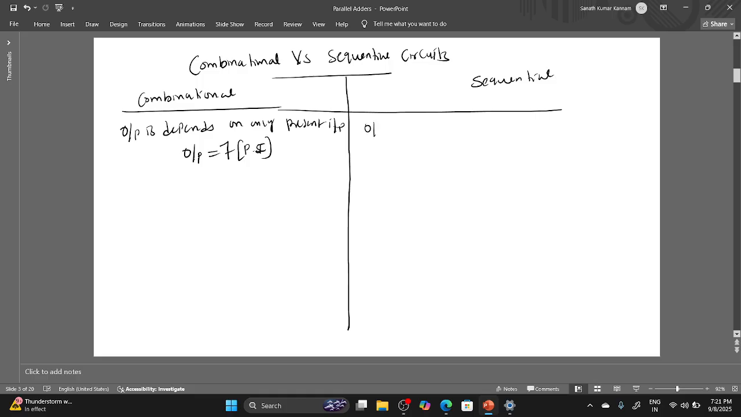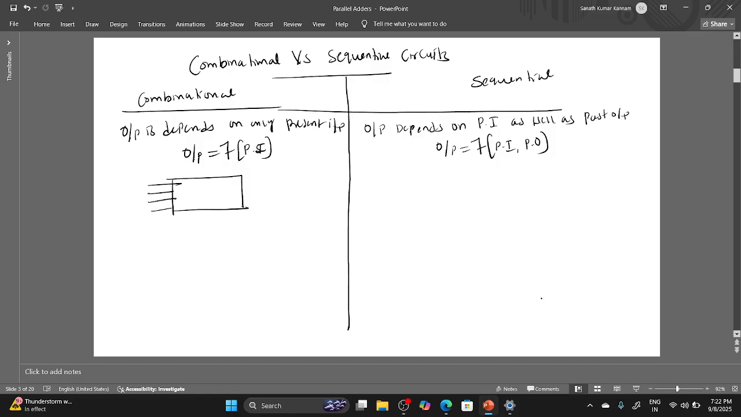And for sequential, the output depends on the present input as well as the past output. So the output is a function of the present input as well as the past output. And here is the block diagram.